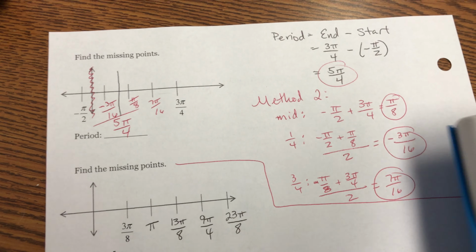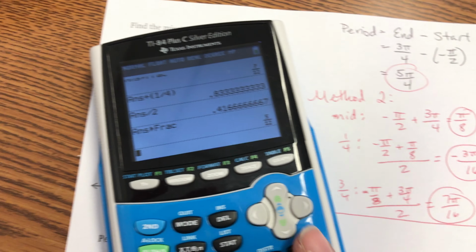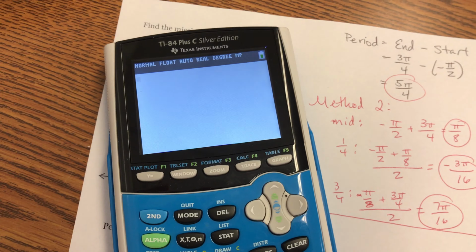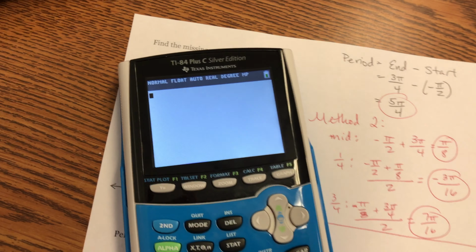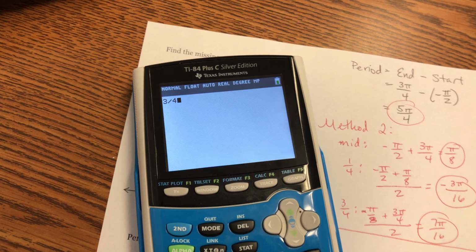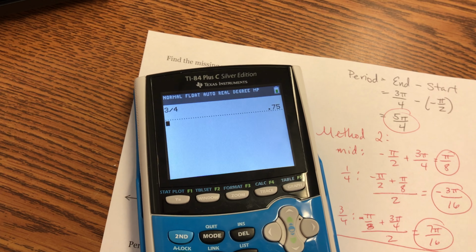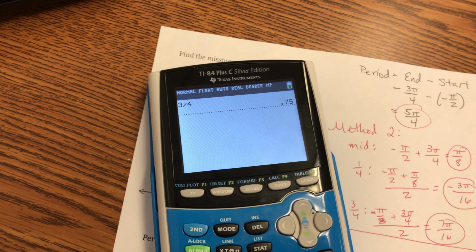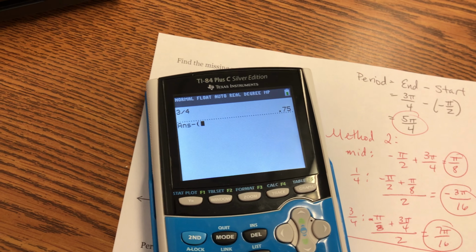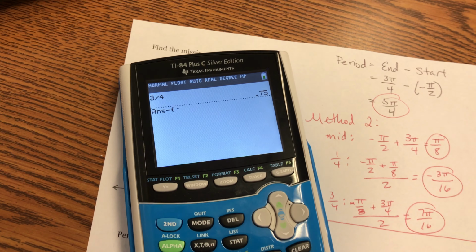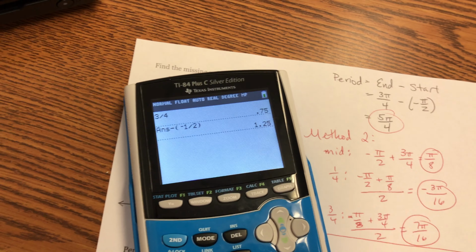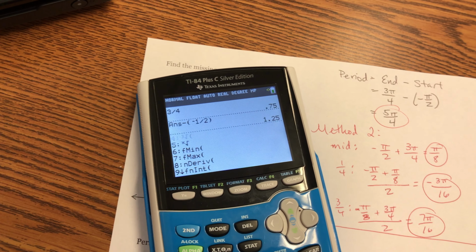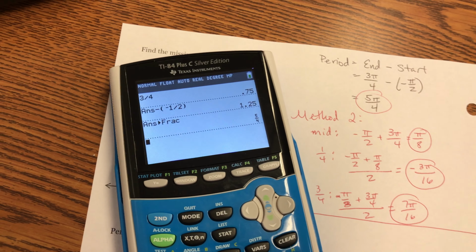And just like before, we can go through and we can do this in our calculator. 3 divided by 4, minus, okay, and some of you are wary about this, so I'm going to put it in just like you see it, but minus the negatives plus the positive. 1 divided by 2. Math frac is 5 pi over 4, and that's our period.